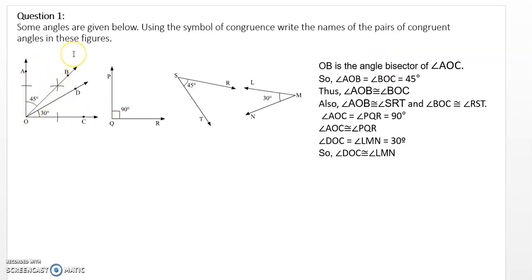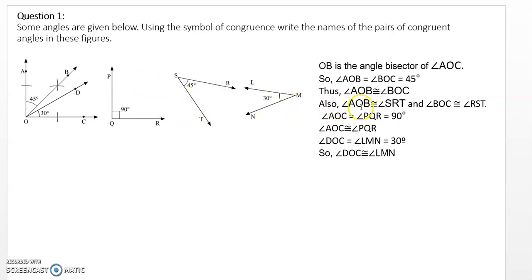Now AOB is 45 degrees. Even RST is 45 degrees. Now since OB is an angle bisector, BOC is also 45 degrees, because OB is a bisector. So it is written as AOB equal to BOC equal to 45 degrees. So we write in terms of congruence, angle AOB congruent to angle BOC.